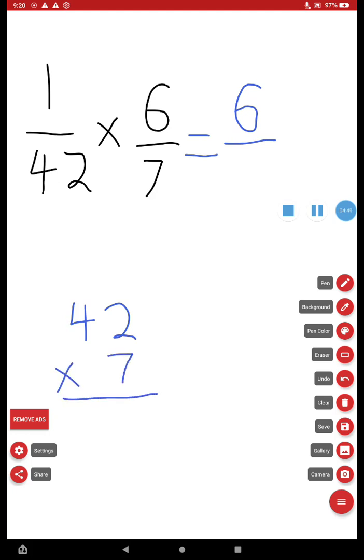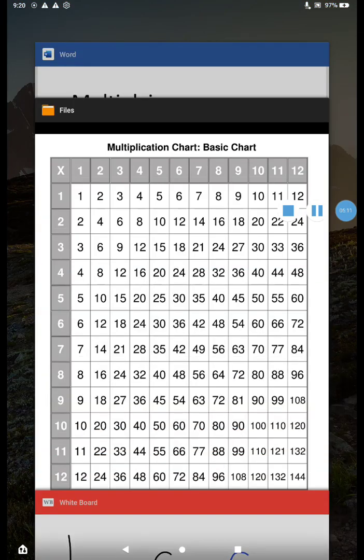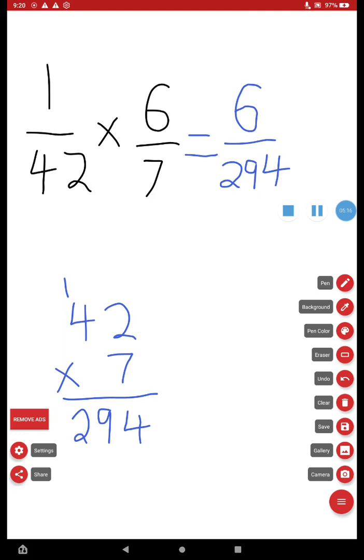2 times 7 is 14. Write down the 4, carry the 1. 7 times 4 is 28. Plus 1 is 29. So you get 294. Now, you might be looking at your tens chart, and you might go to the sixth column and see, whoa, 294 isn't in there. Nope, it's not in there. So the way I have to simplify it this time is I have to use division.